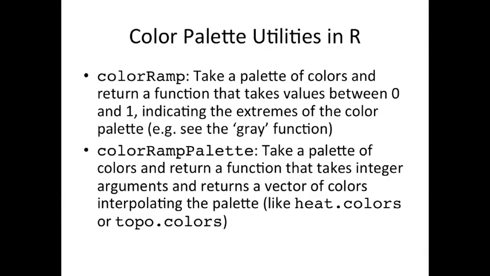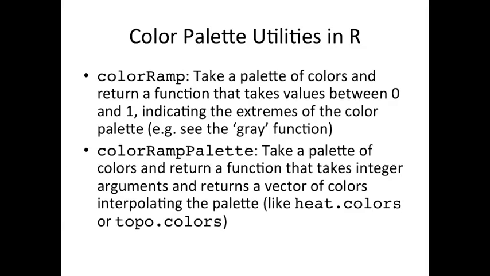So the colorRamp function specifically takes a palette of colors and it returns another function. And this function that's returned by colorRamp will take values between 0 and 1, indicating the extremes of the color palette. A similar function that already exists in R is the gray function, which interpolates between black and white. So it gives you all the shades of gray that are in between black and white. The colorRamp function is a generalization because it'll take any set of colors in your palette and give you a function back that takes numbers between 0 and 1 and can interpolate between the extremes of the color palette.